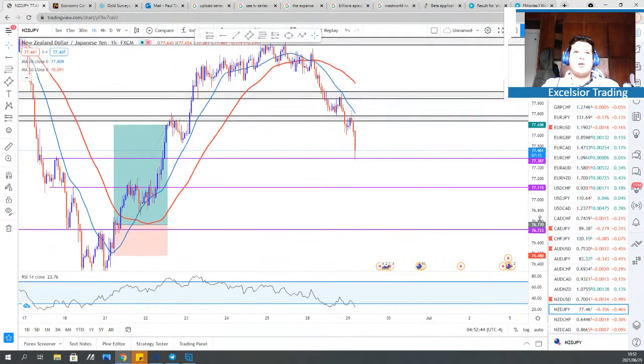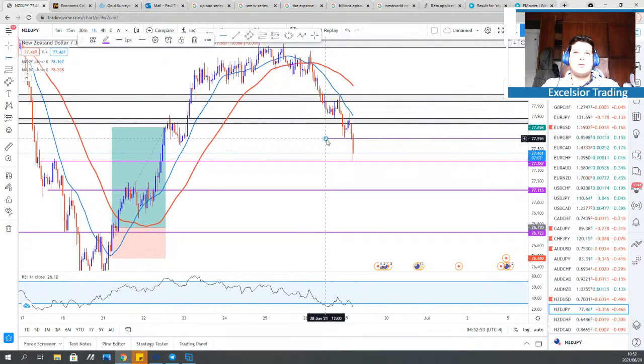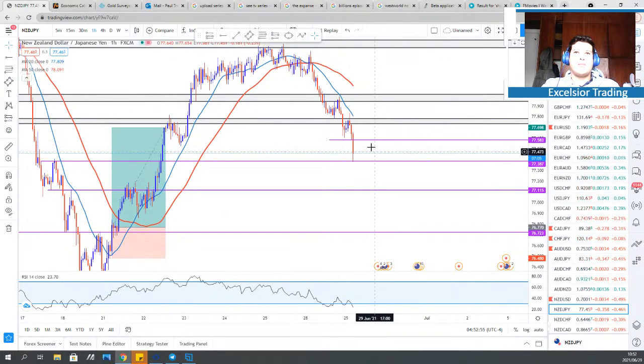NZD JPY, exactly the same thing. I'll wait for price to come to this, right? And then I'll look for sells to the downside, taking TP here, here, or here.